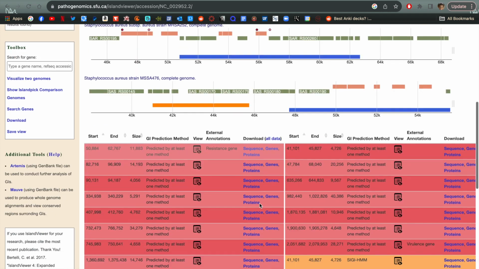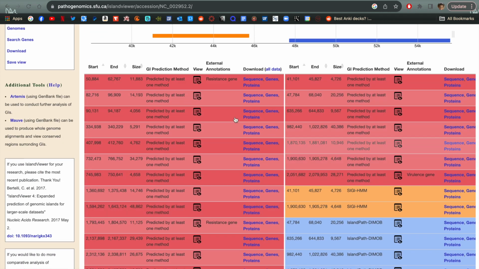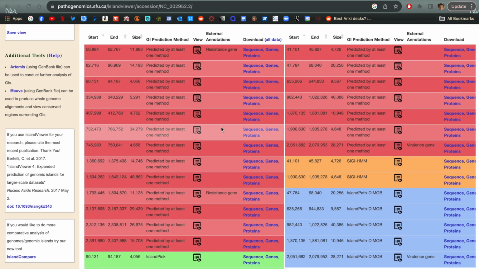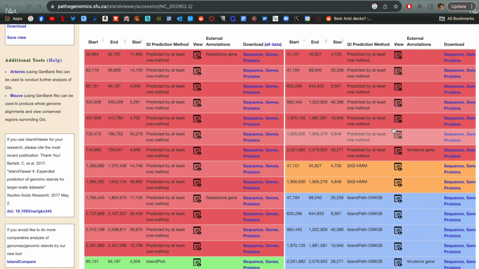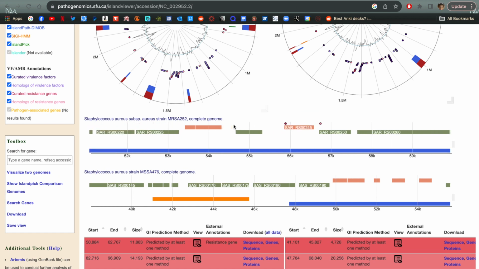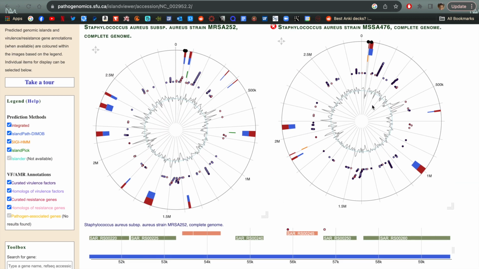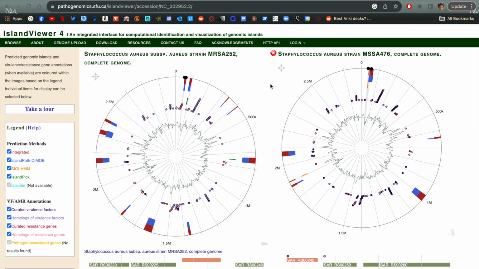And yeah, you could also go down and see that there are many more predictions for the genomic islands on MRSA than MSSA. And it's a pretty interesting tool to visualize. You can see some things remain the same about the pathogen, and some things are different, but there's far less on MSSA. And yeah.